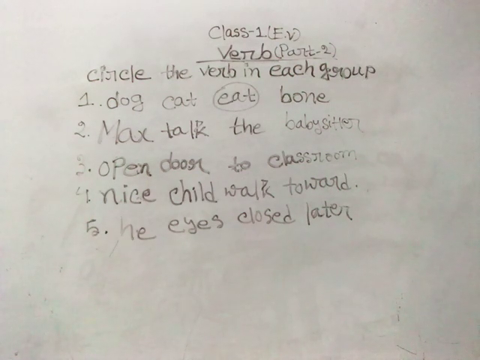But let us see if there are any other verbs in this group. The, do you think the is a verb? No, because the is a definite article. Okay, so I can't mention the as a verb, so I can't circle it. Now coming to the next one, it's B-A-B-Y, baby.